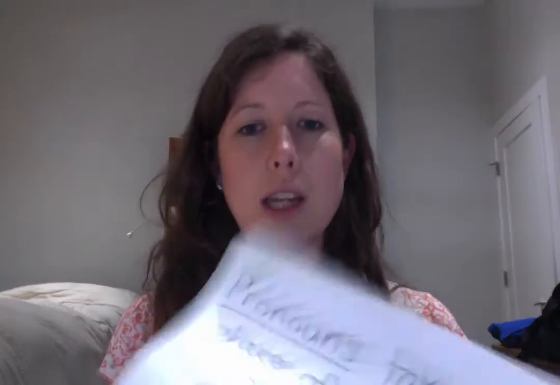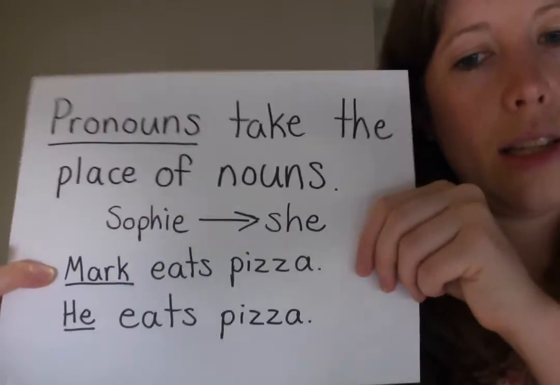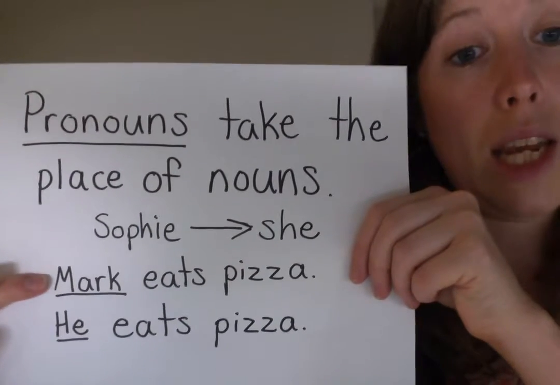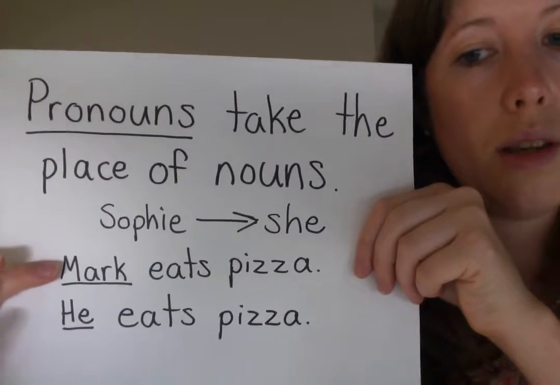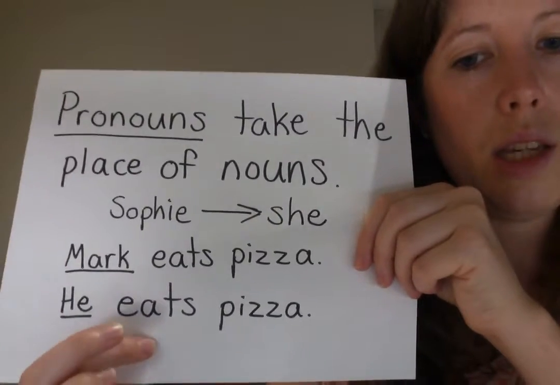So let's look at an example. In this first sentence here, it says Mark eats pizza. Mark is a name. Mark is a noun. So we can take it out and substitute it with this pronoun he. He eats pizza.